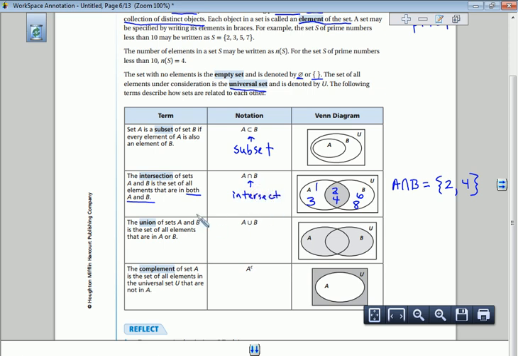So they must be in both if they're in the intersection. The union is the set of elements that are in A or B. So intersection has to be in one and the other, union one or the other. So if we stuck with my previous example, the union of the sets A and B would contain 1, 2, 3, 4, 6, and 8.